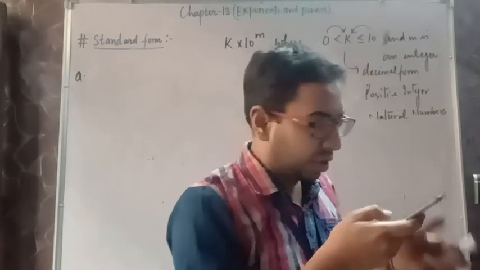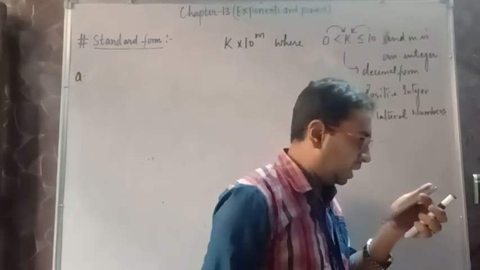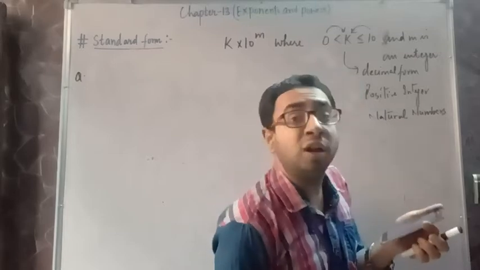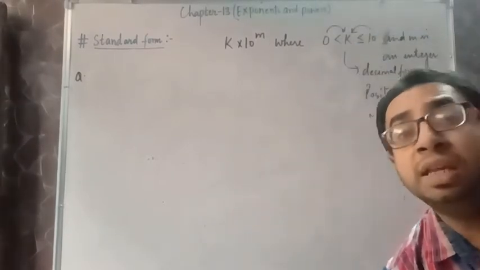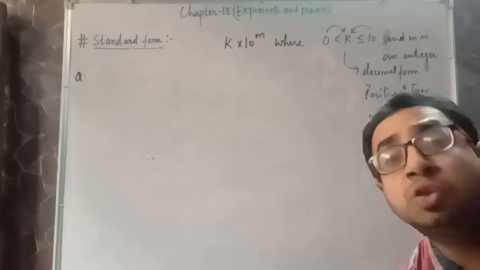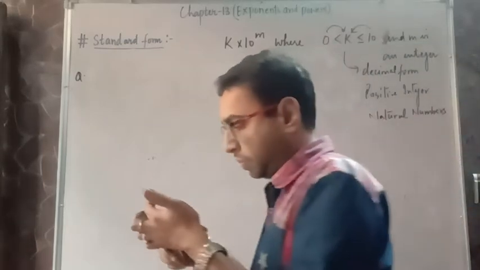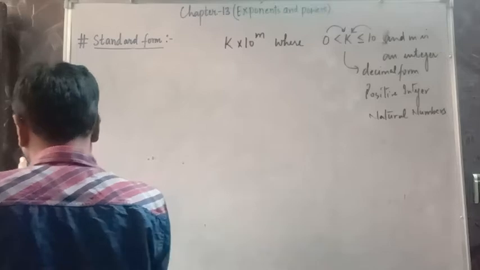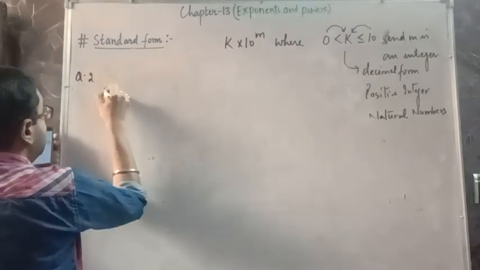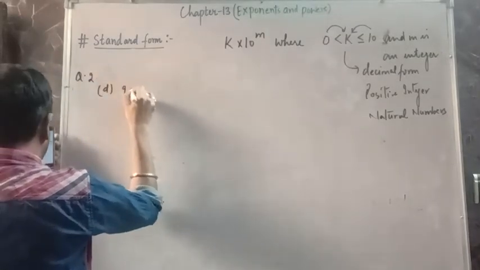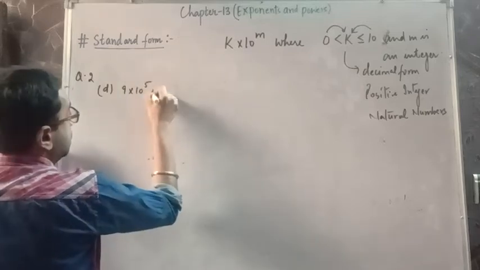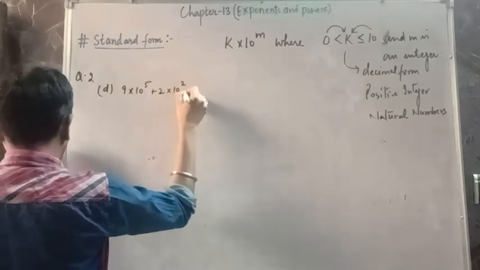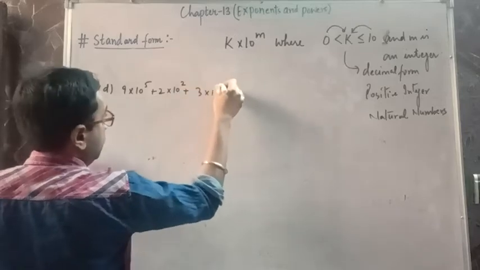Let's do it. Question number 2. Find the number from each of the following expanded forms. Expanded form is given to us and we have to find the number, meaning the usual form. I'll be taking part B of question number 2: 9 into 10 raised to power 5 plus 2 into 10 raised to power 2 plus 3 into 10 raised to power 1.